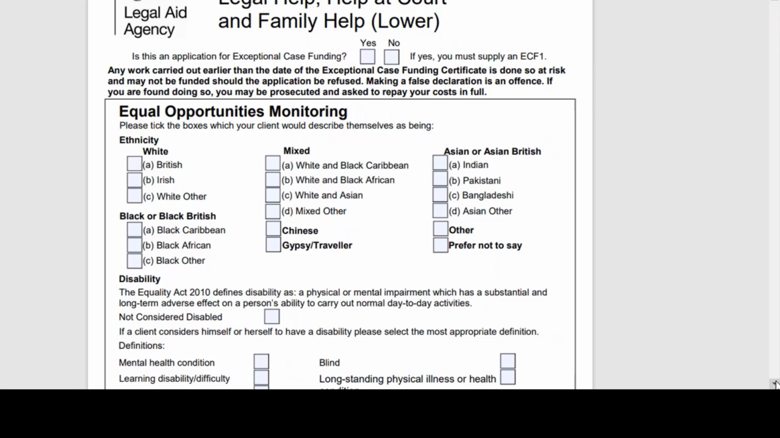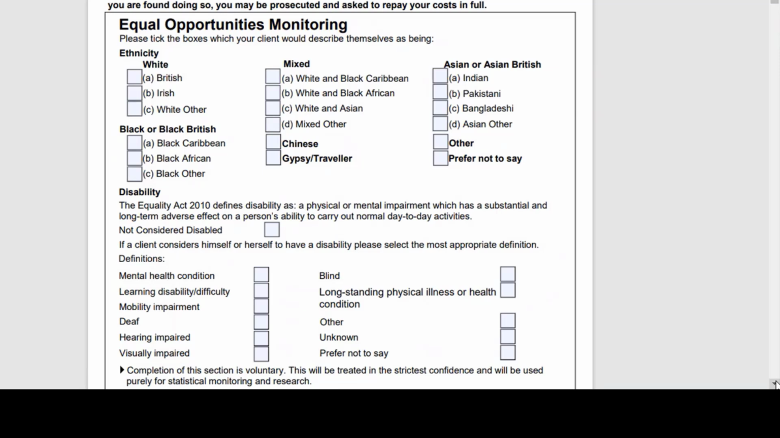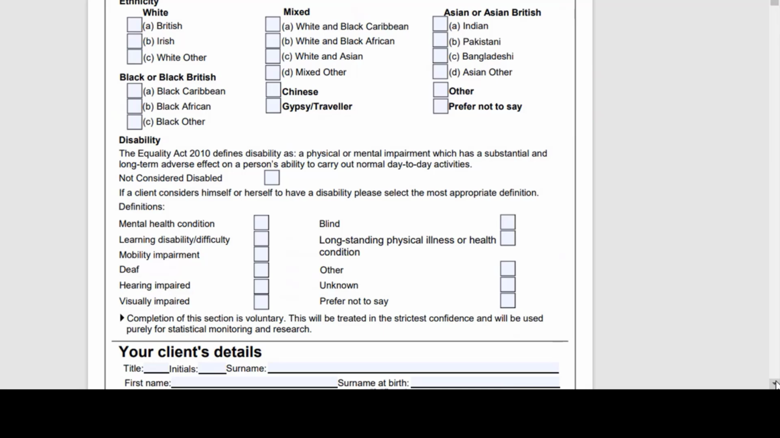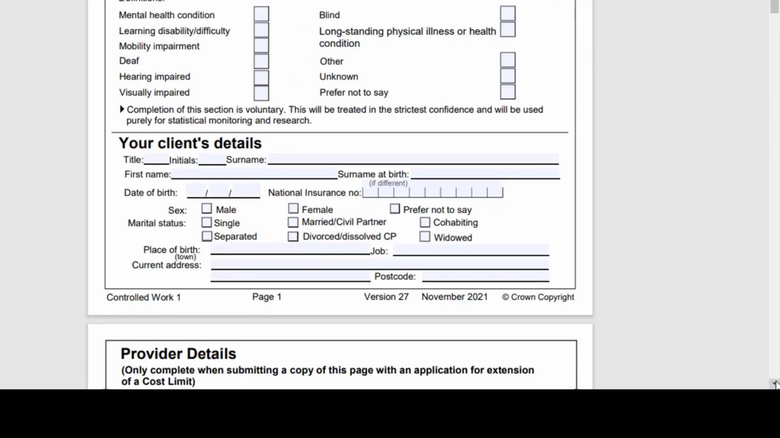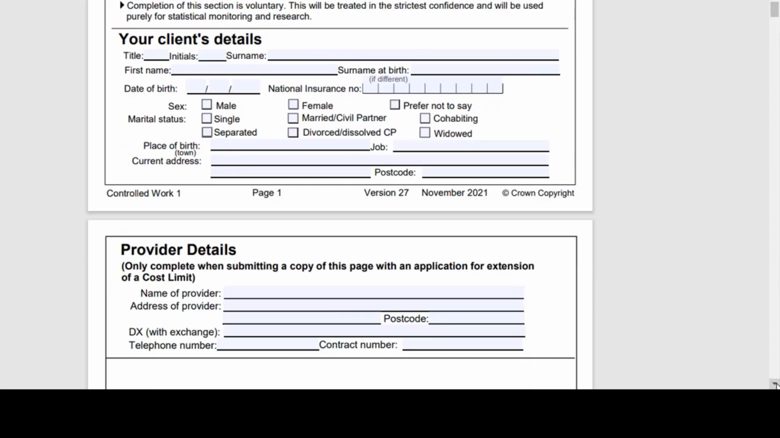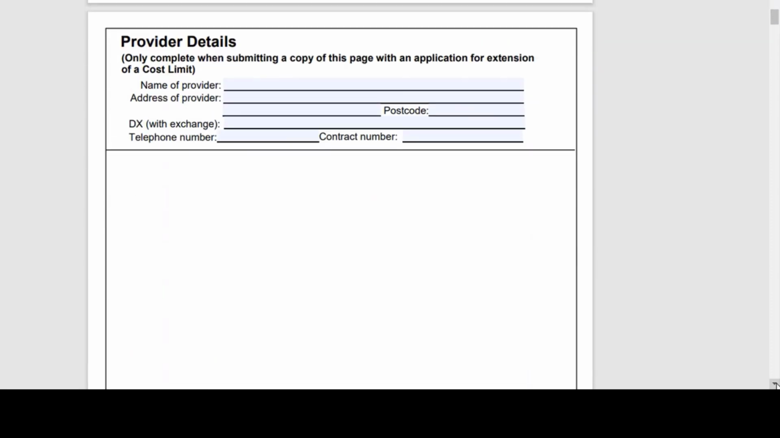So we have the Equal Opportunities Monitoring section on here. Completion of the section is voluntary, but obviously if it is completed, it will be treated in confidence and will be used purely for statistical monitoring and research. But the section that you do need to make sure you complete is the client's details section at the bottom. So full details, as far as you possibly can, need to be completed on the form. Moving on to page 2, you would only complete this section for provider details when you're making an application for an extension of a cost limit. So if it's a straightforward legal help form, you would not need to complete that section.